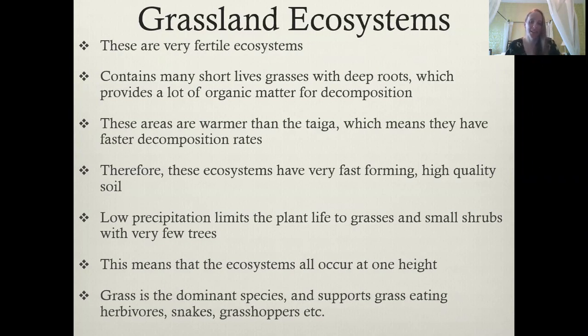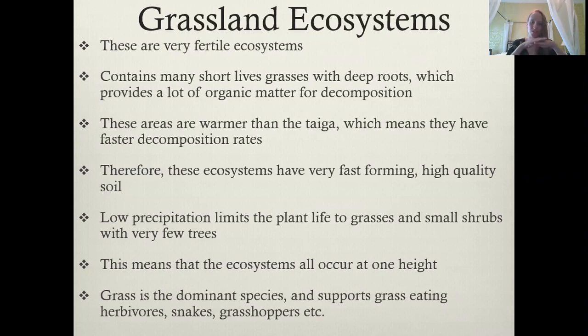Also, because it's warmer than the taiga, it means that these roots and stuff like that decompose quite quickly. And so we have an ecosystem that has really fast forming, high quality soil. The low precipitation in the grassland does limit the types of plant life to just shrubs and grasses and maybe a few trees. But it is very, very healthy soil.